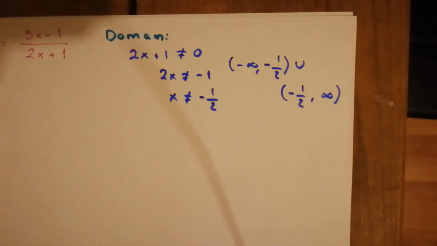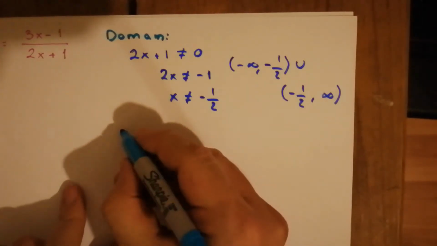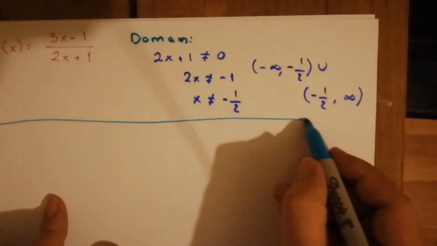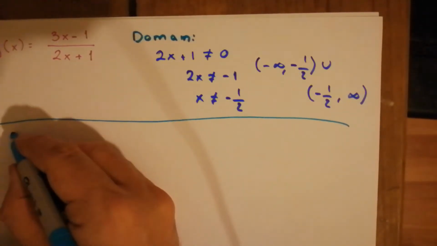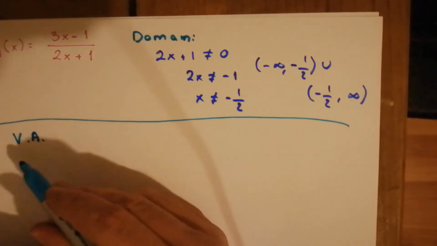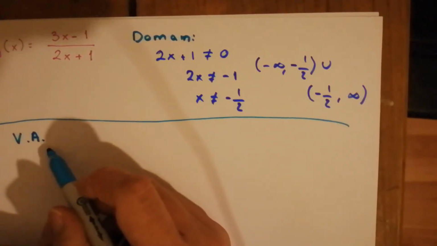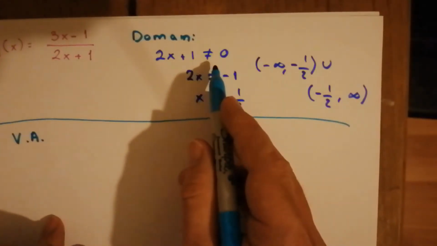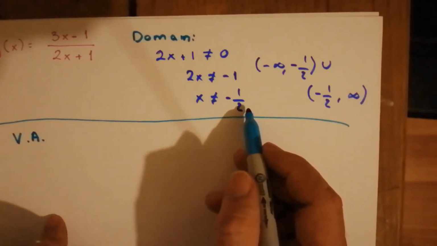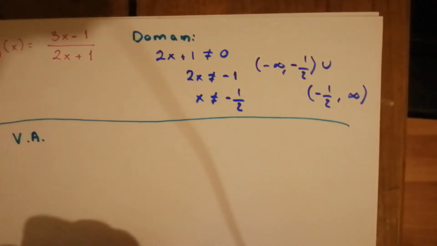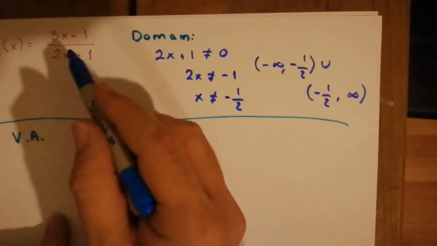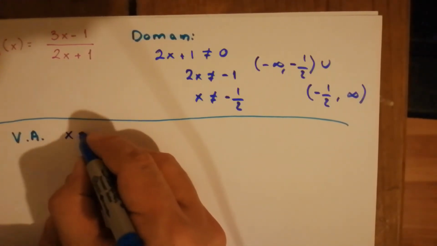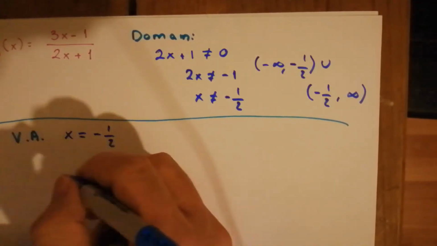Okay, that's my domain. The second thing will be the vertical asymptote, which I'm going to abbreviate as VA. And again, remember, the vertical asymptote is a restriction of the domain, which in this case, we already found, is -1/2. So that restriction is also the vertical asymptote directly. Since I didn't cancel anything, I only have one restriction, that's going to be the vertical asymptote, x equal to -1/2, because it's a vertical line.